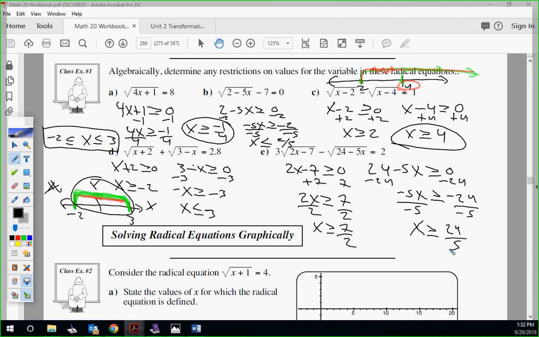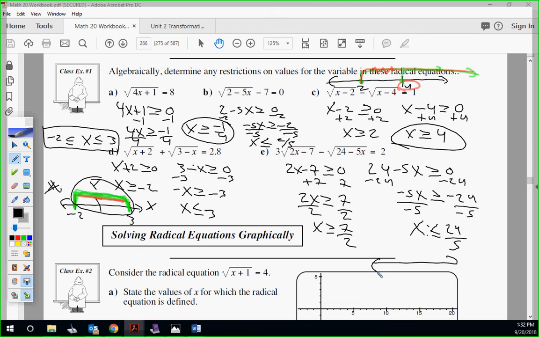So, x greater than 24 over 5, and x, oh sorry, less than. I divided by a negative, I didn't flip, guys. Where are you? Flip, thanks. Okay. So, what that looks like on the number line.